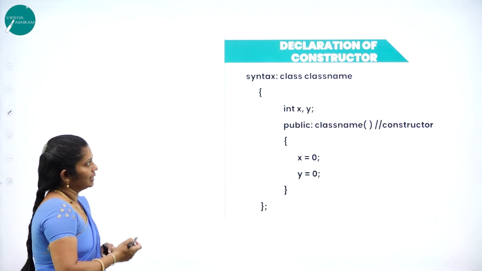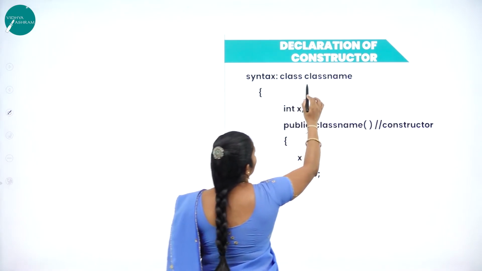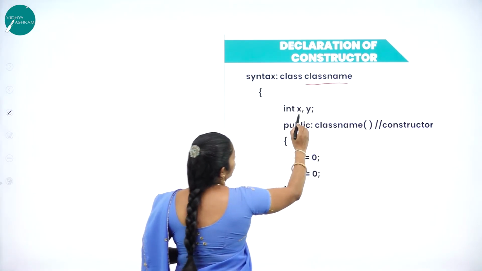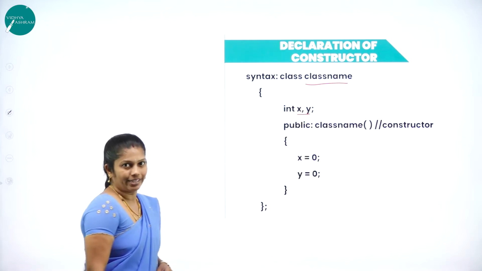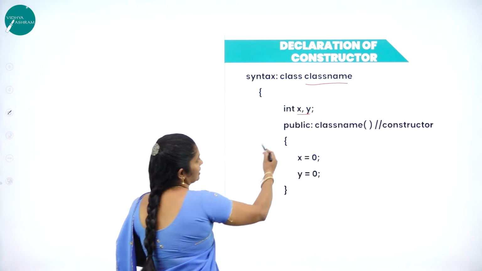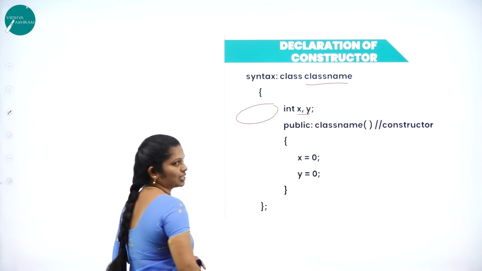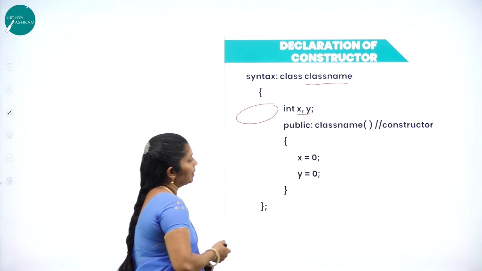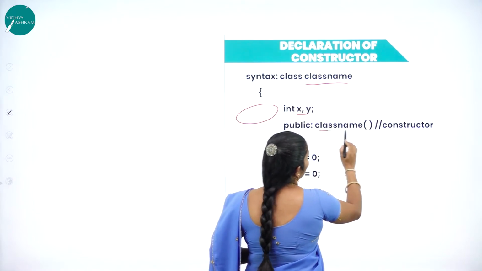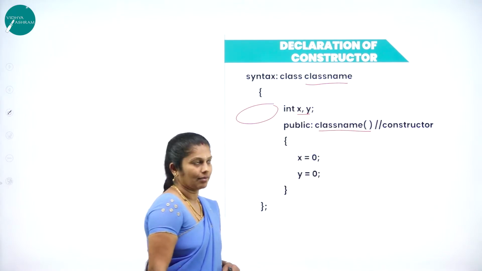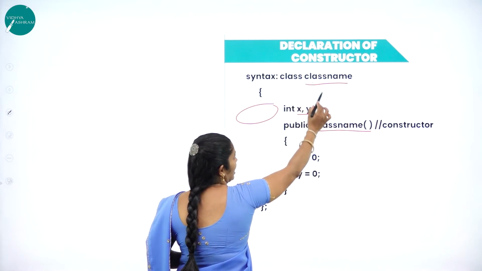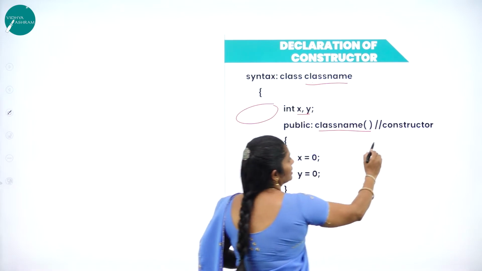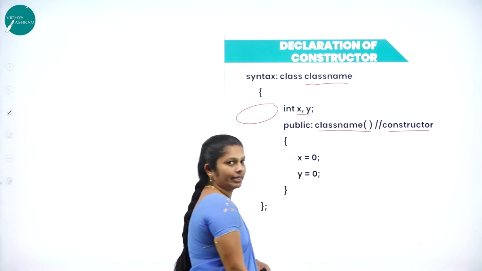Then if you observe the syntax, first class, then the class name. Then int x, y, two variables are declared for example. Then in the public section, if I have not declared any access specifier, then by default it will take it as private. Then in the public access specifier, once again we have written the class name. That means here the class name and function name are the same. This is the constructor.